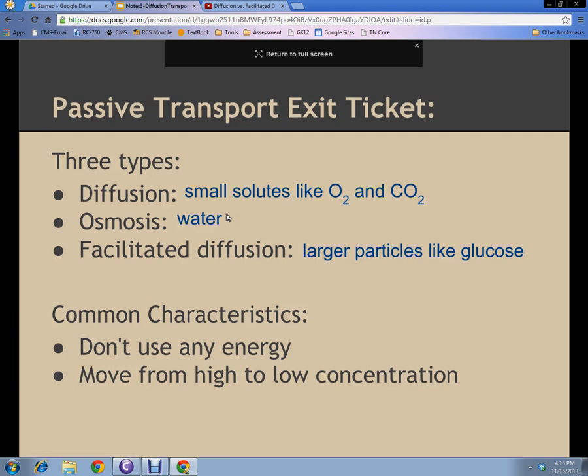All right, so passive transport, quick review. This would be an exit ticket in class. Diffusion: small solutes like oxygen and carbon dioxide. Osmosis deals specifically with water. Facilitated diffusion deals with larger particles and ions. And remember that the ions are those particles that have a charge, either positive or negative. Common characteristics of all passive transport is that it doesn't use any energy and that it always moves from high concentration to low concentration.